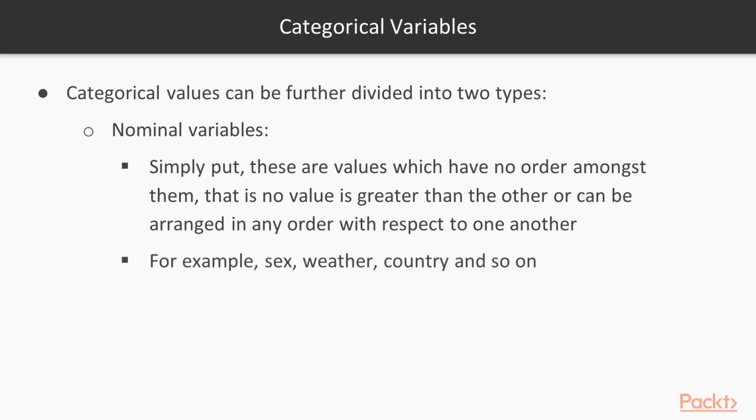For example, sex. You cannot say male is greater than female, or male should come before female, or even in case of weather or country. So if you sort it by country, you cannot say any country should come before another, except when you are obviously sorting by alphabetical order or any other parameter.